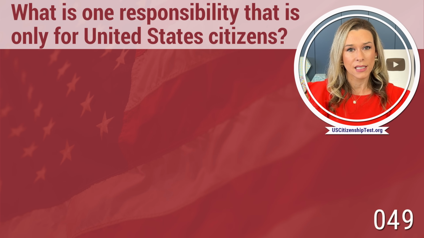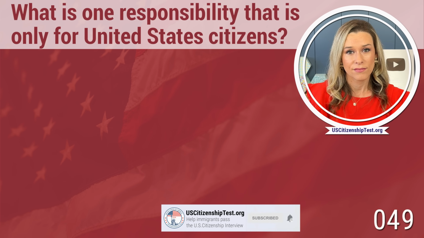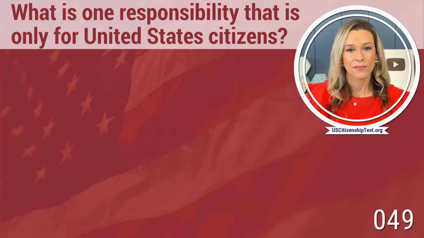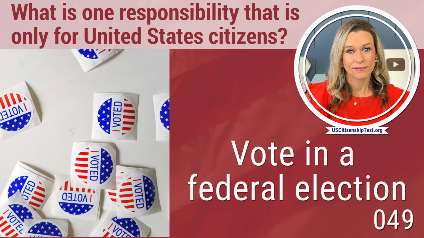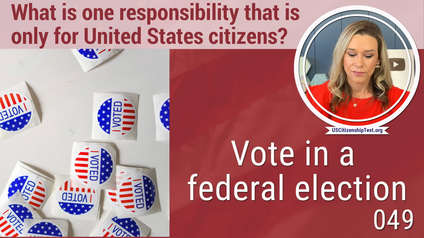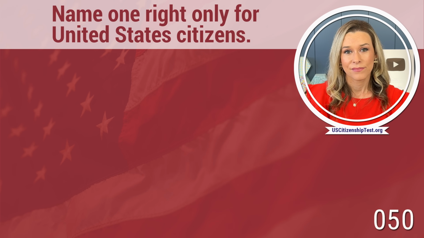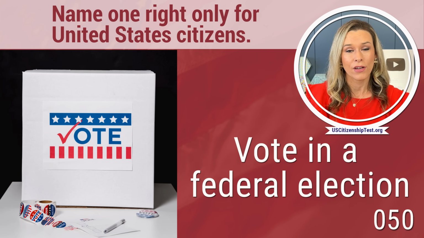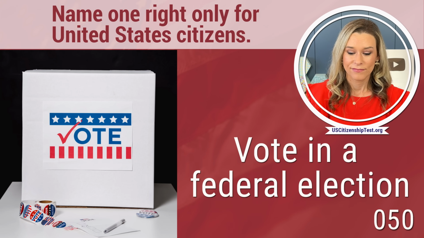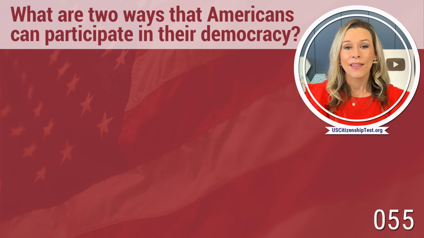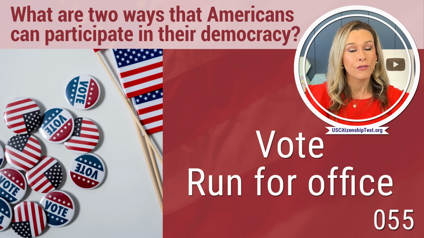What is one responsibility that is only for United States citizens? To vote in a federal election. Name one right only for United States citizens. To vote in a federal election. To vote is both your right and your responsibility as a U.S. citizen. What are 2 ways that Americans can participate in their democracy? They can vote or they can run for office.